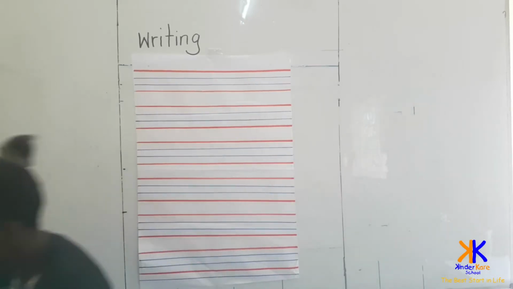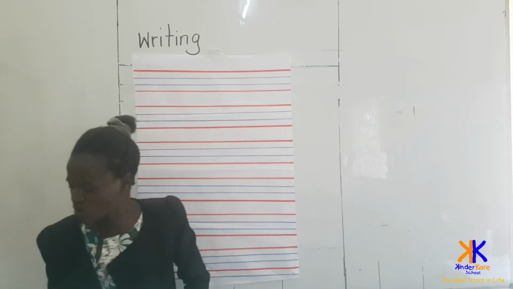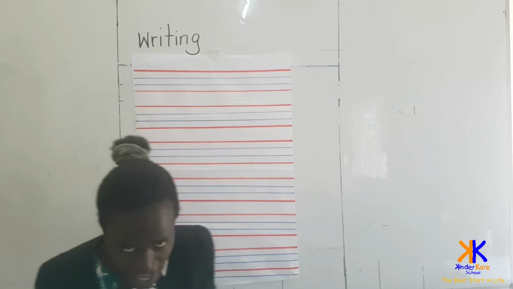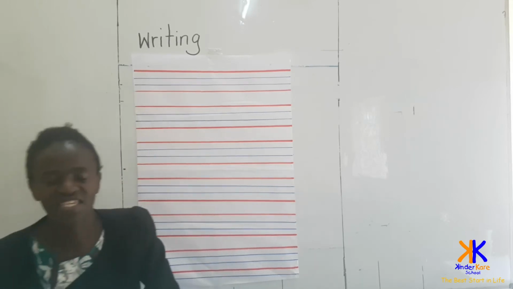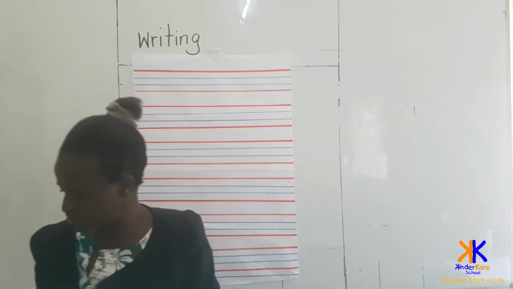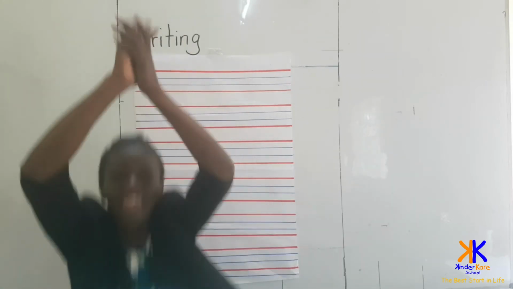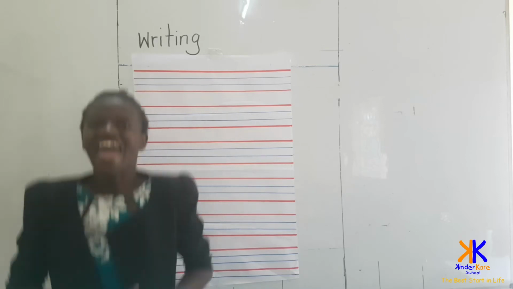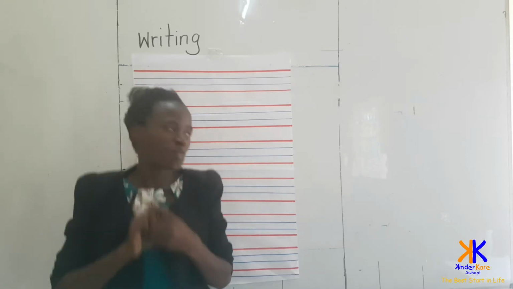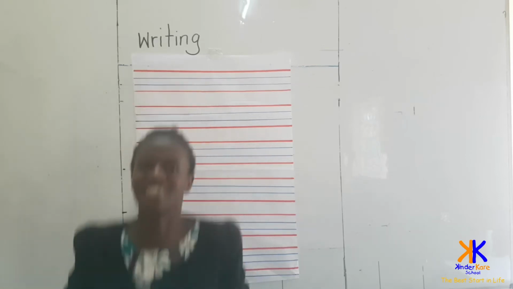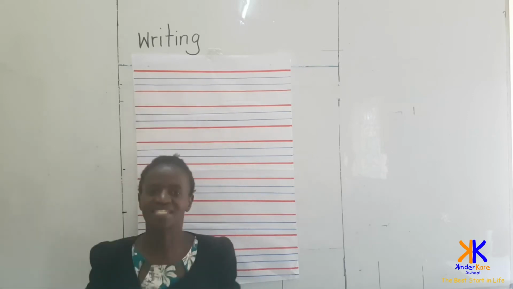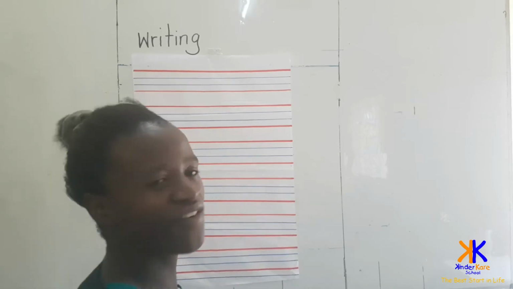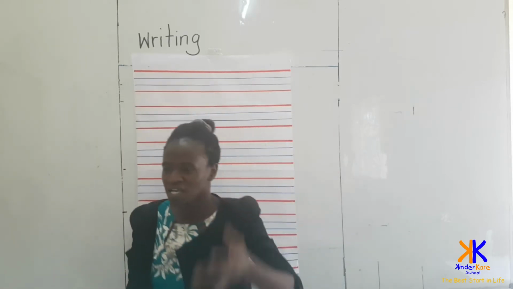So today we are having letters. So we're going to recite letters A up to Z. Are you ready? So you recite them as you jump. Can we go? A, B, C, D, E, F, G, H, I, J, K, L, M, N, O, P, Q, R, S, T, U, V, W, X, Y, Z. So we have our alphabet and it goes up to Z.